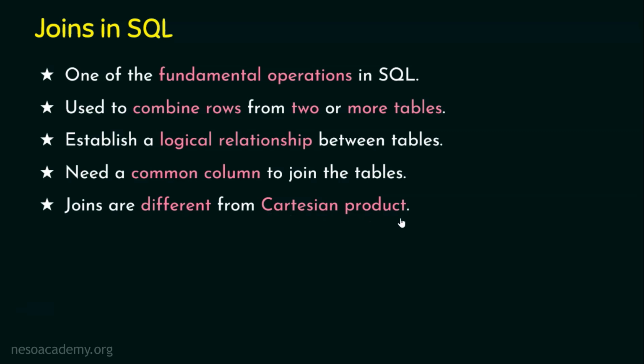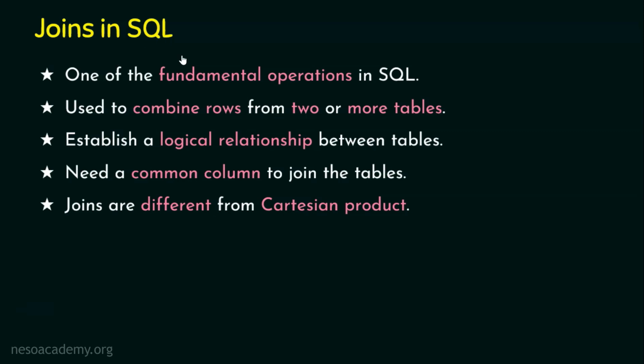If we want the Cartesian product output, there is no restriction that we should have a common column. In a Cartesian product between two tables, all the rows in one table are joined with all the rows in the other table. Whereas in join, we need at least a common column. At least one common column should be there in order to perform join. Otherwise, we will not be able to establish a logical relationship between the tables. I hope the basics about joins are clear. Now let's see how these joins can be performed in SQL.